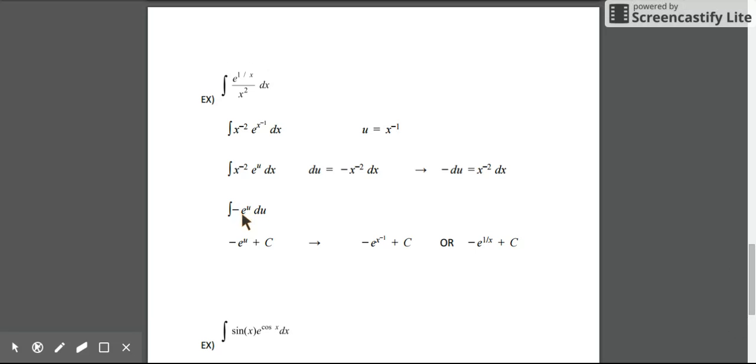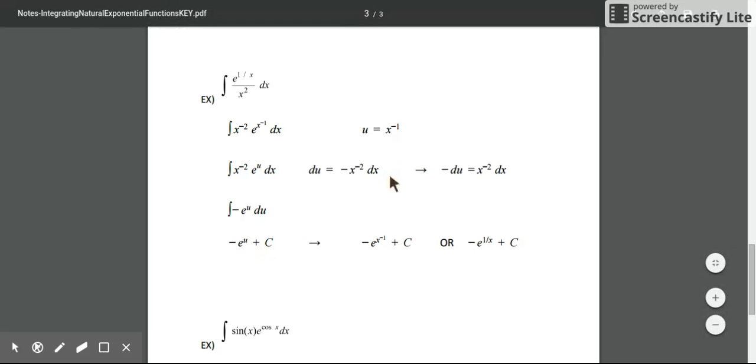And now I can integrate. e to the u du is e to the u plus c, and that negative gets multiplied back in. So now we just got to back substitute our u, x to the negative 1 power. We could write it in this form. We could change that form to this form. They're the same thing.